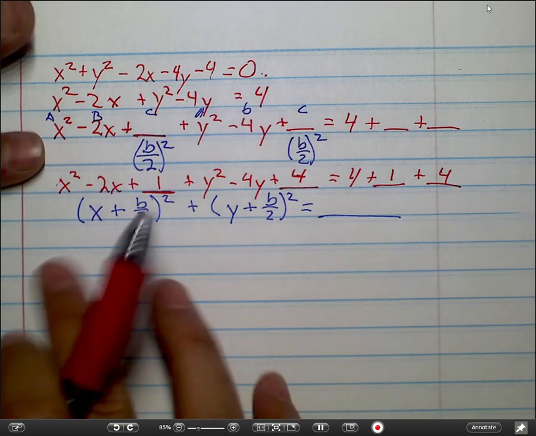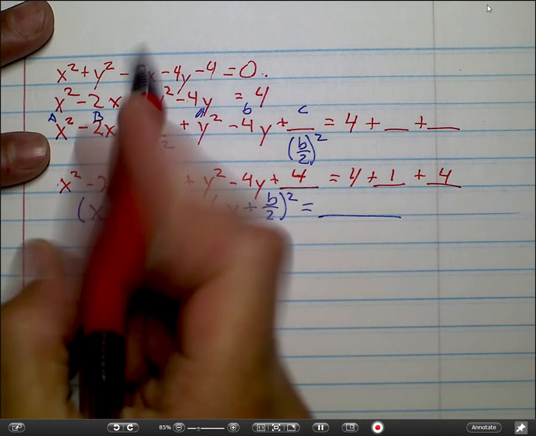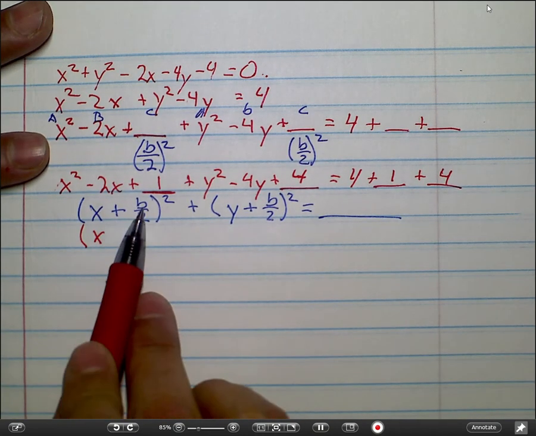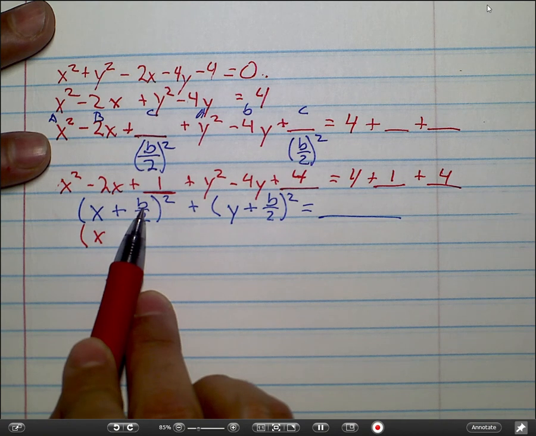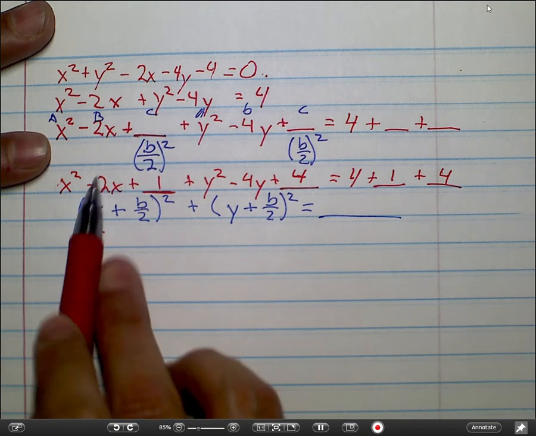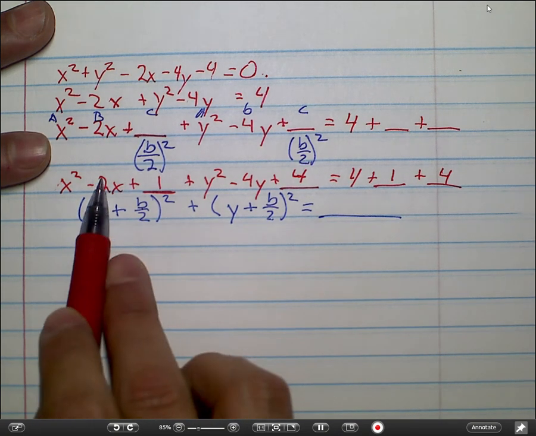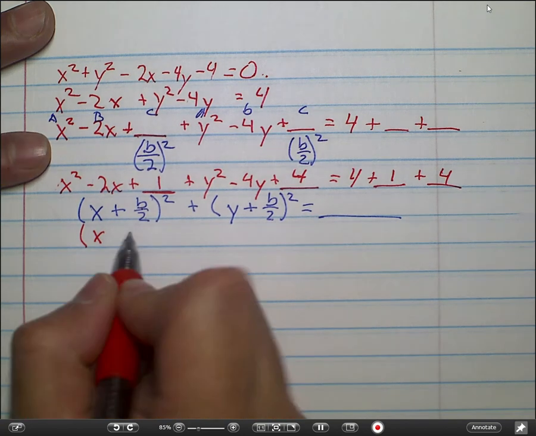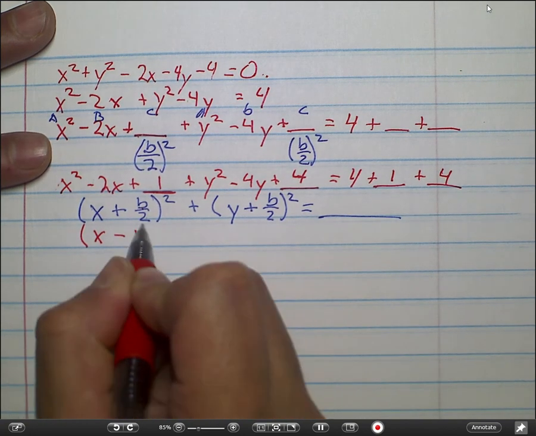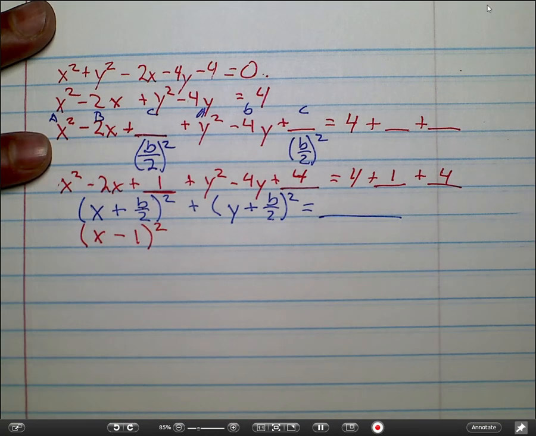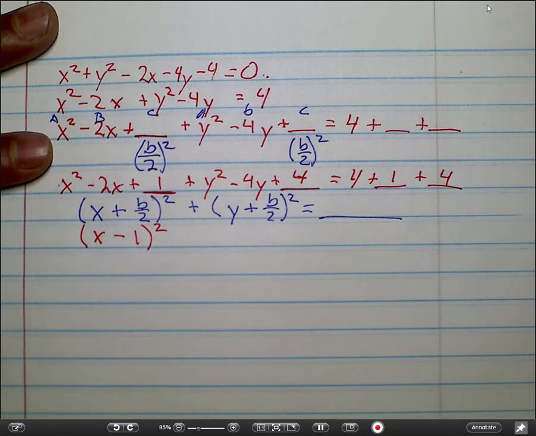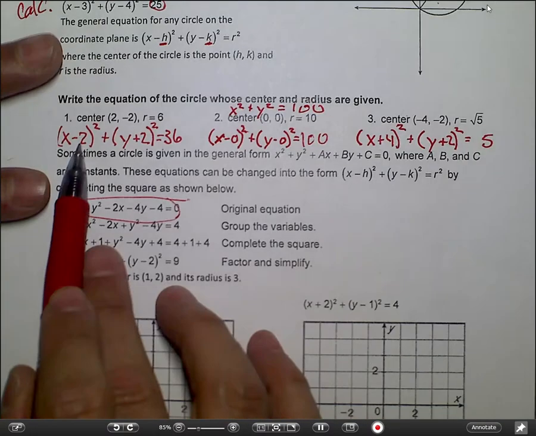So, let's fill in. This first one is going to be x. Now, what is my b value? It's negative 2, right? The b was negative 2 divided by 2. Negative 1. So it's (x minus 1) closed square. What happens to the x? The x just stays there, because remember the x looks like this right here, right?